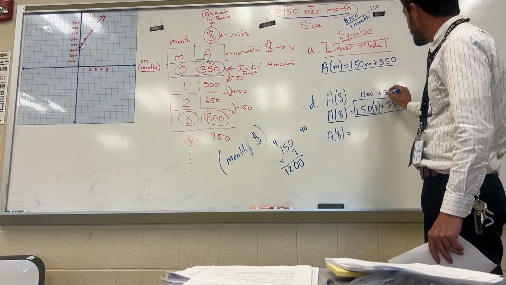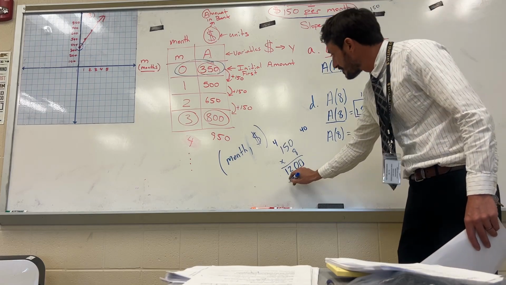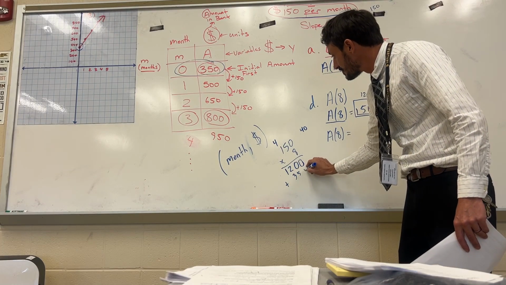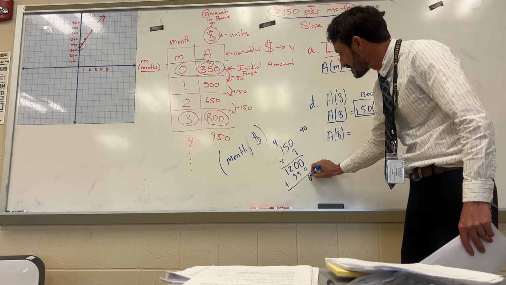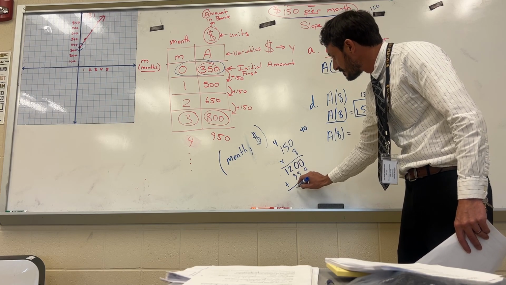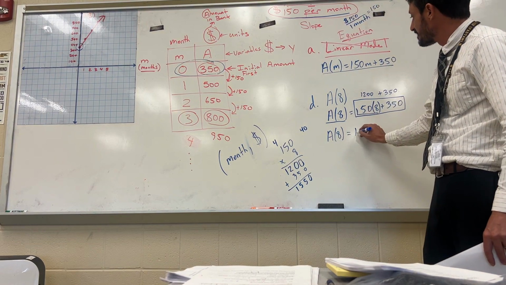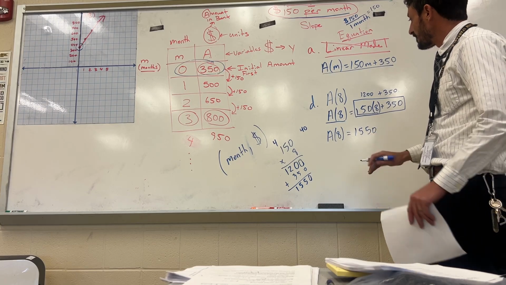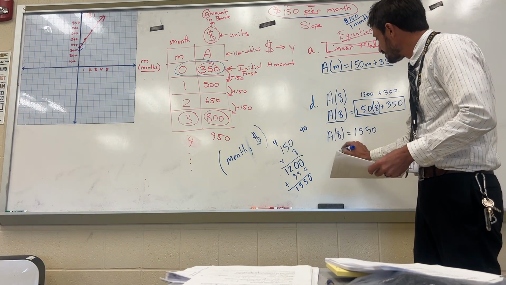And to that, we have to add 350. If I add 350 to 1,200, you just add straight down. 0 plus 0 is 0. 0 plus 5 is 5. 2 plus 3 is 5. And 1 plus nothing is 1. So we end up with 1,550. Now we have to interpret what this means.